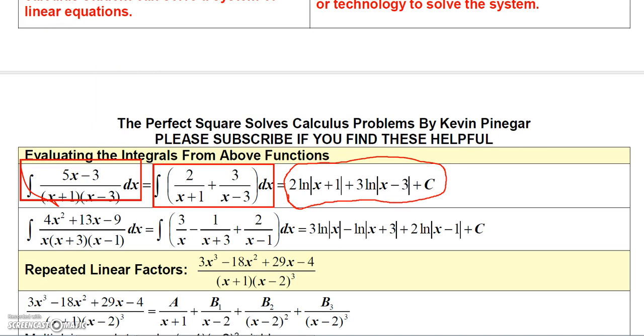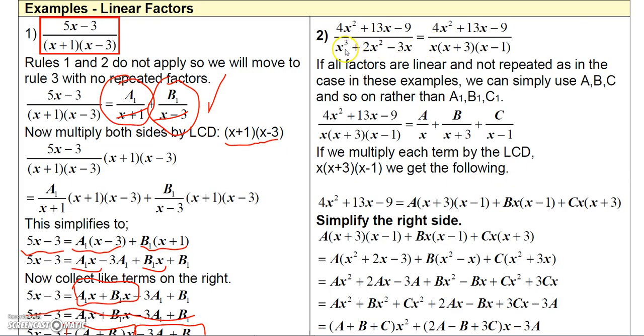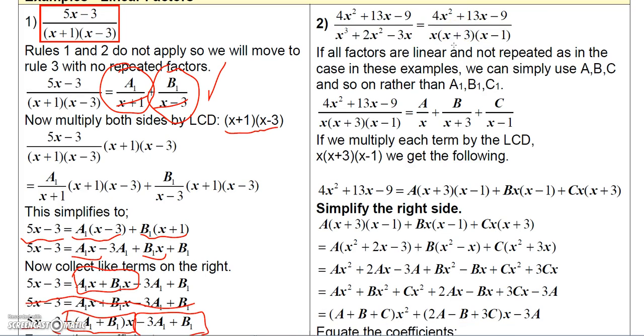Now, on this second example, I'm not going to go into the details here, but you're welcome to freeze the video and study it a little more closely than what I'm going to talk about here. But notice that if you rewrite the denominator here, you get x times x plus 3 times x minus 1. So since I have 3 linear factors here, then I must be able to break this fraction down into 3 partial fractions. And so the first term would be constant over x, and the second term would be a constant over x plus 3, and the third term would be a constant over x minus 1.